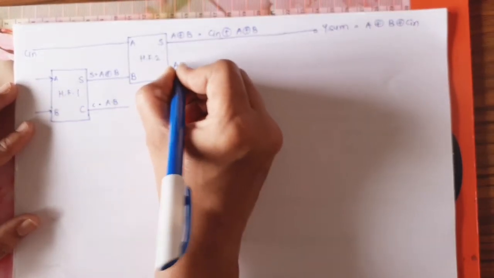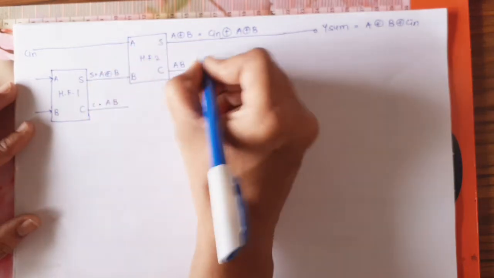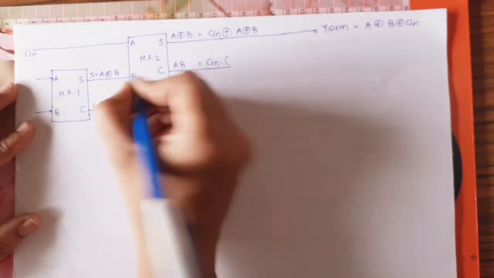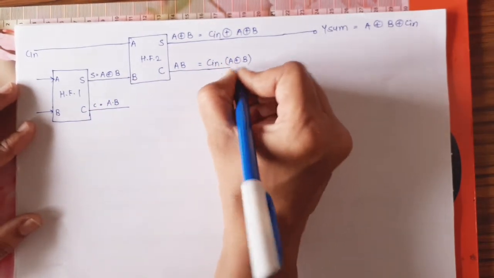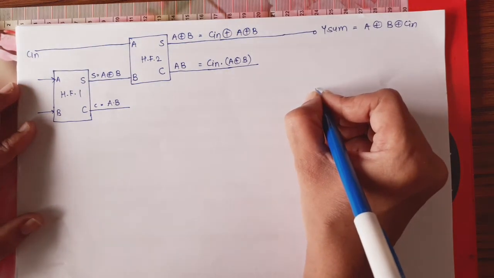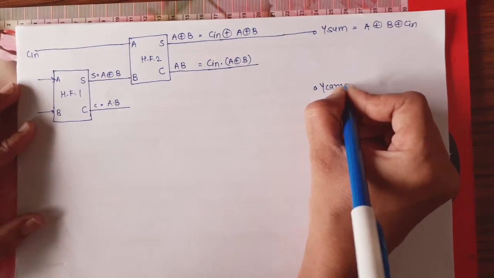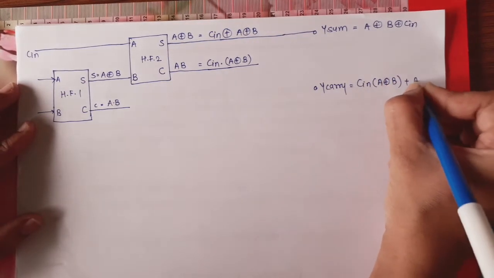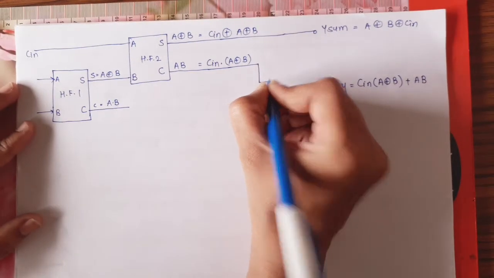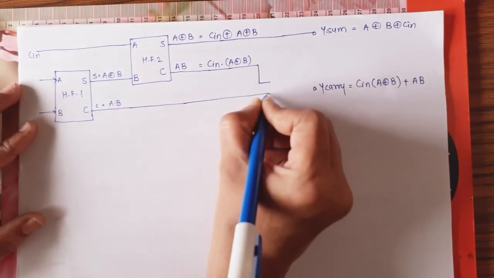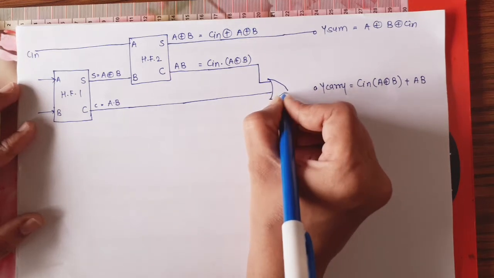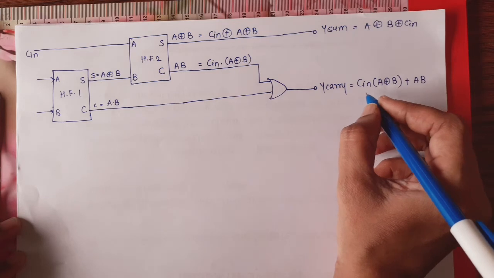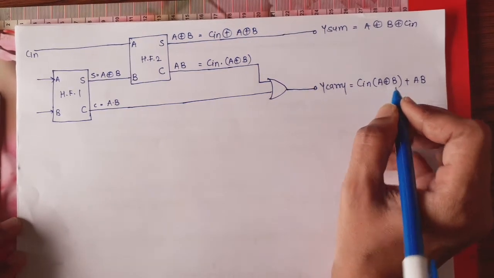Carry is produced by ANDing two inputs A and B. Cin is representing A, whereas A XOR B is representing B. But as we know, the carry of full adder is given by Cin into (A XOR B) plus AB. To achieve this, we need to OR these two terms. And we obtain the complete expression for carry of full adder.